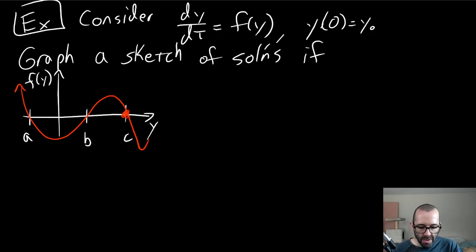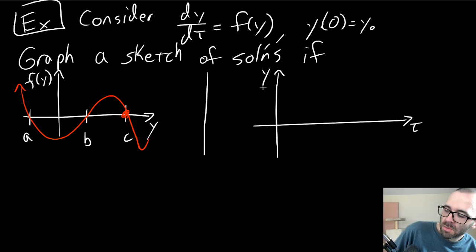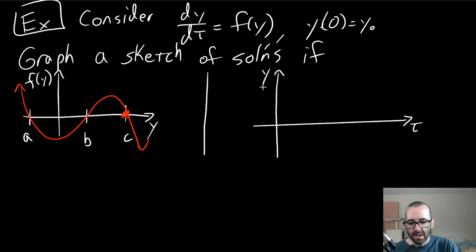So what I want you to do is translate this into a phase line, and then translate that phase line into a sketch of solutions for t and y. So we know the equilibrium solutions right off the bat. Why?